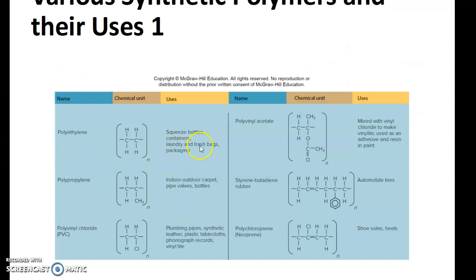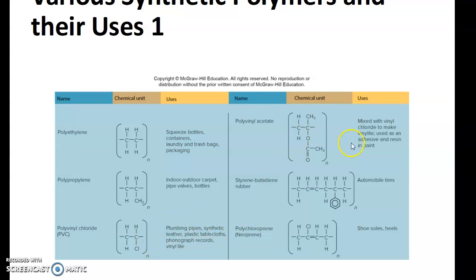Polyethylene, this is in squeeze bottle containers, laundry, trash bottles. Polypropylene, what if it's like this? This is the outdoor carpets. Bottles are made from that one. It's stronger than this one. Polyvinyl chloride, this is plumbing pipes, synthetic leather, phonographic records. These are the old vinyl records that your grandparents talked about.